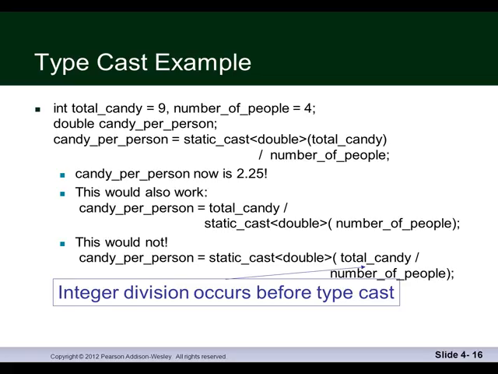Because you already said it was going to be double. Candy per person, I have defined it as a double over here. So it'll still be double. Yeah, I'm not changing any data type.